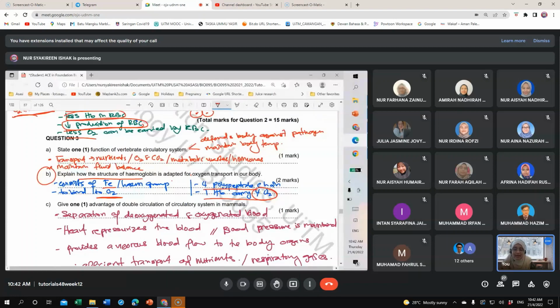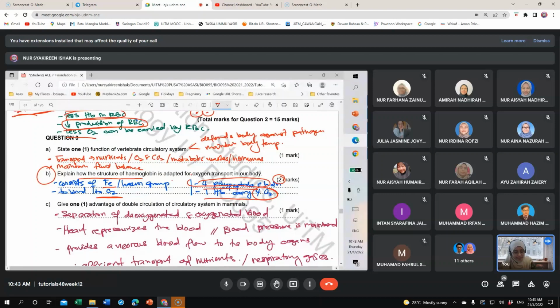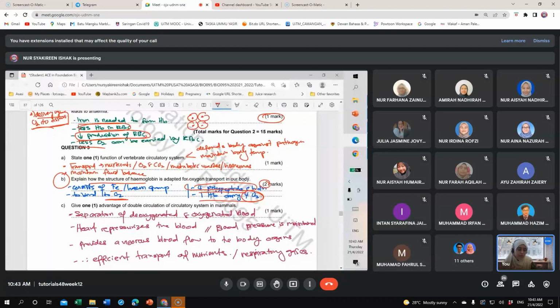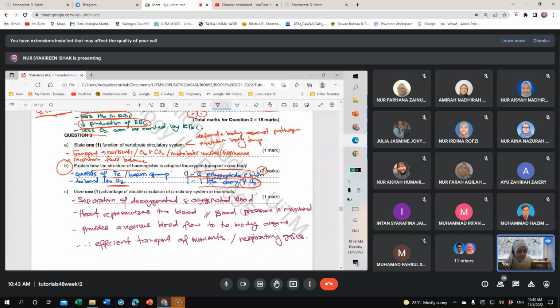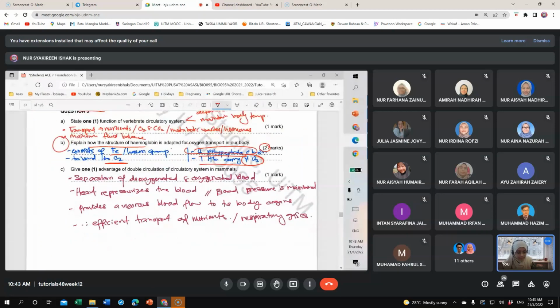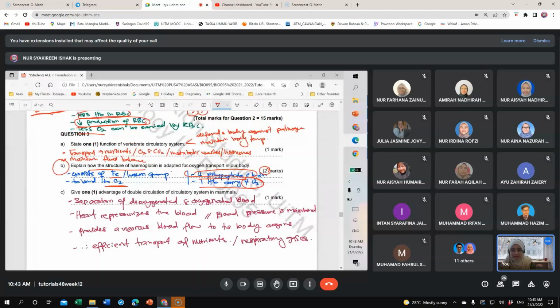Okay, so explain how the structure of hemoglobin is adapted for oxygen transport. So dua markah. First, maybe awak boleh cerita, kalau nak relatekan dia kan, so structure dia ada 4 polypeptide kan, that has ferrum to bind to oxygen. Okay, so dapatlah 2 markah kat situ. 3 markah actually, 3 point kat situ. Okay, so sebenarnya satu ayat tu dah boleh dapat awak the full 2 marks.